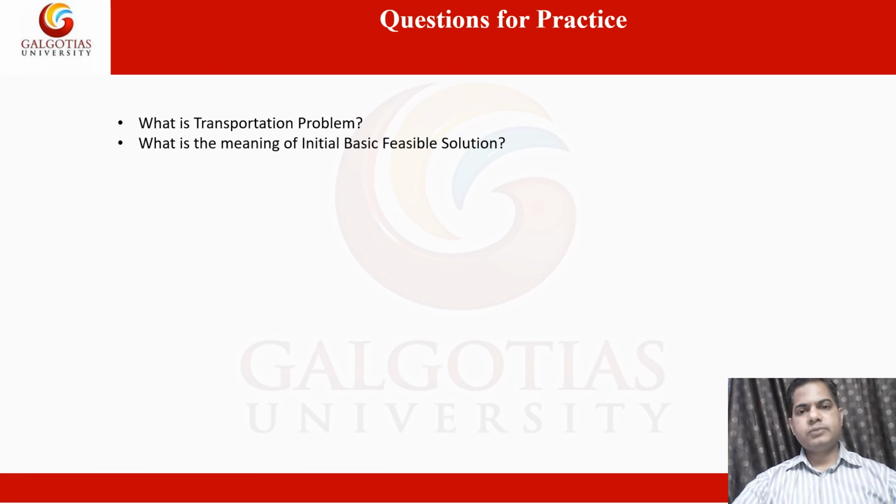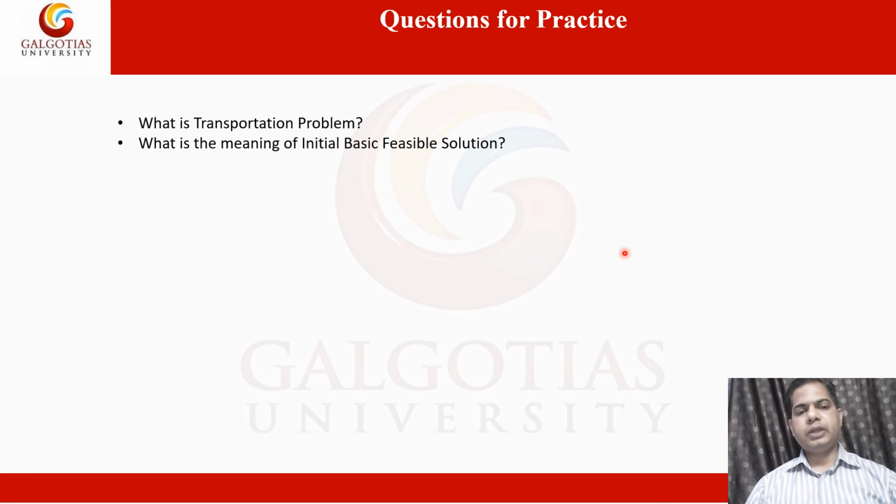Now the question comes to mind: what is the transportation problem, and what is the meaning of the initial basic feasible solution? In a transportation problem, we have to transport material from one point to another, keeping in mind that the total transportation cost should be minimum, because that is my objective. If it is not, then the transportation cost might be more than the cost of production, so I will go into loss. So my concept is that the total transportation cost should be minimum.